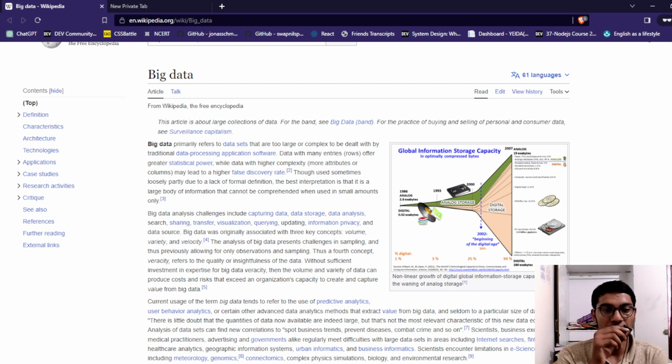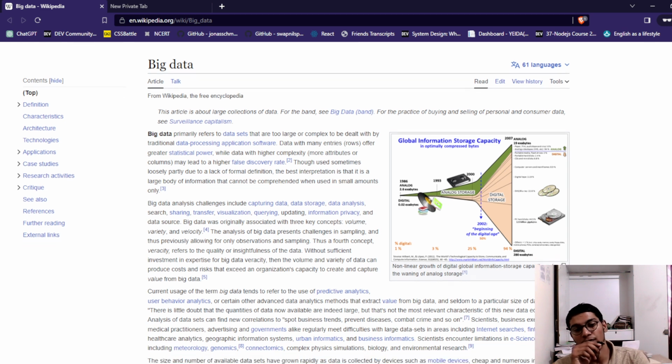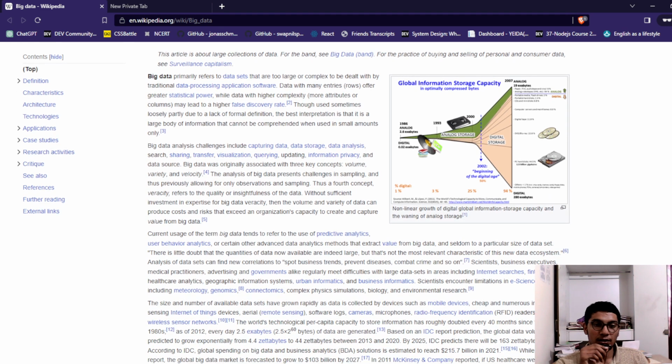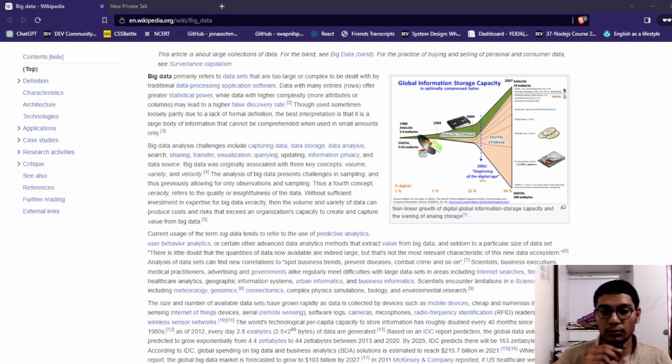Without sufficient investment in expertise for big data veracity, the volume and variety of data can produce costs and risks that exceed an organization's capacity to create and capture value from big data. Current usage of the term big data tends to refer to the use of predictive analytics, user behavior analytics, or certain other advanced data analysis methods to extract value from big data, and seldom to a particular size of data set.